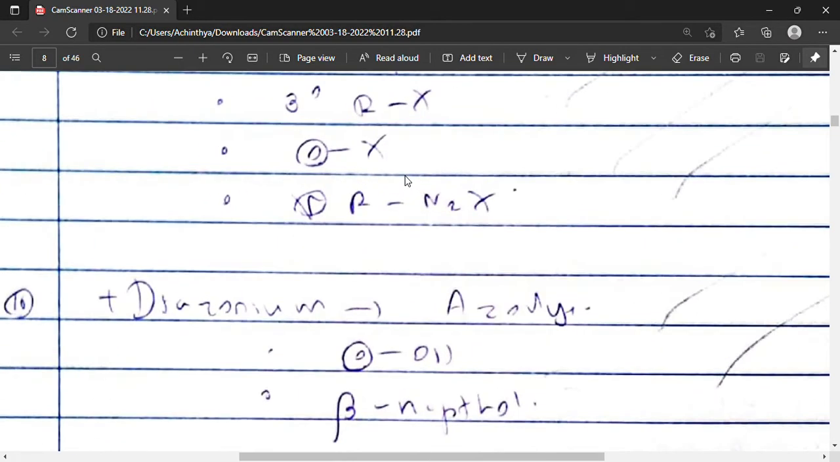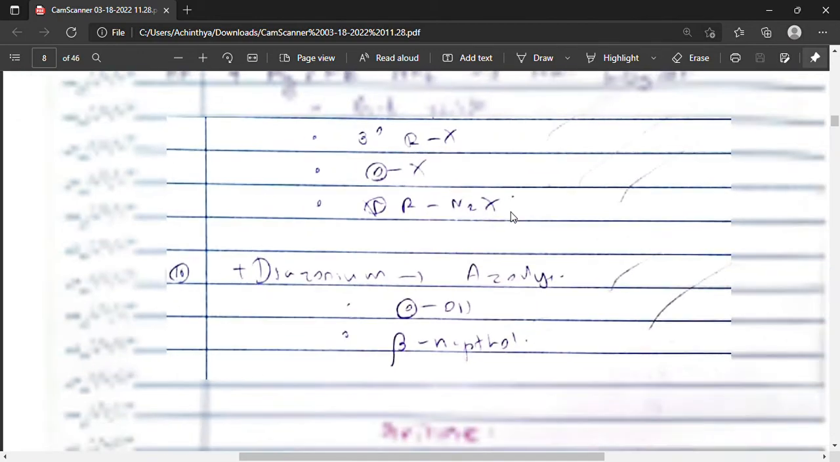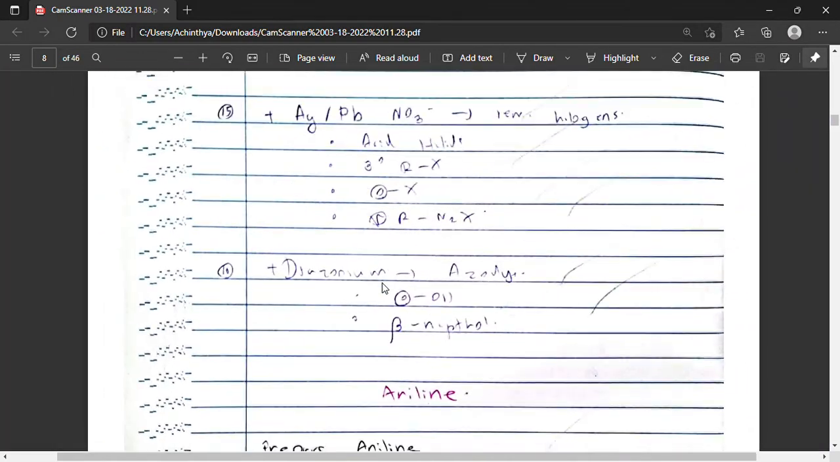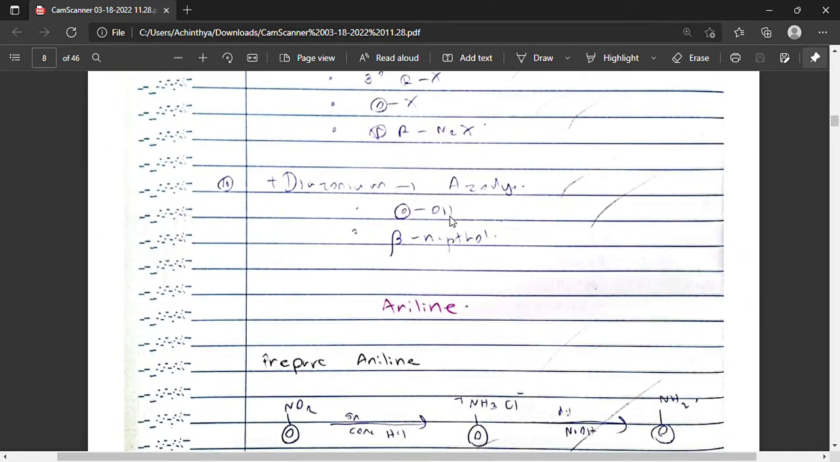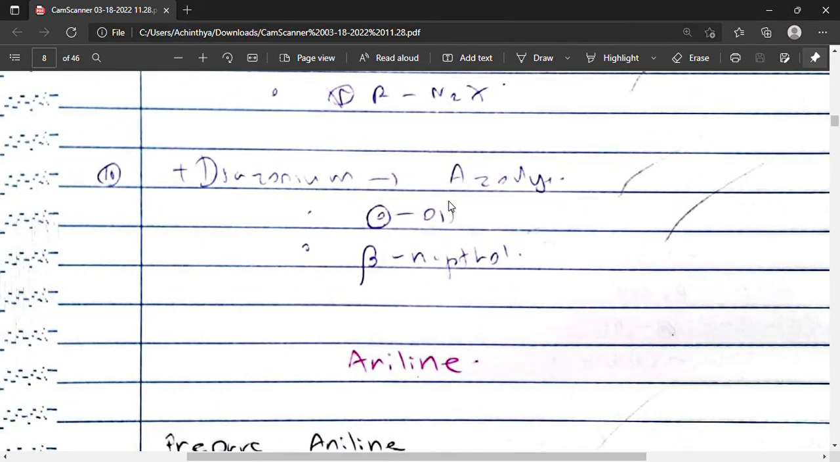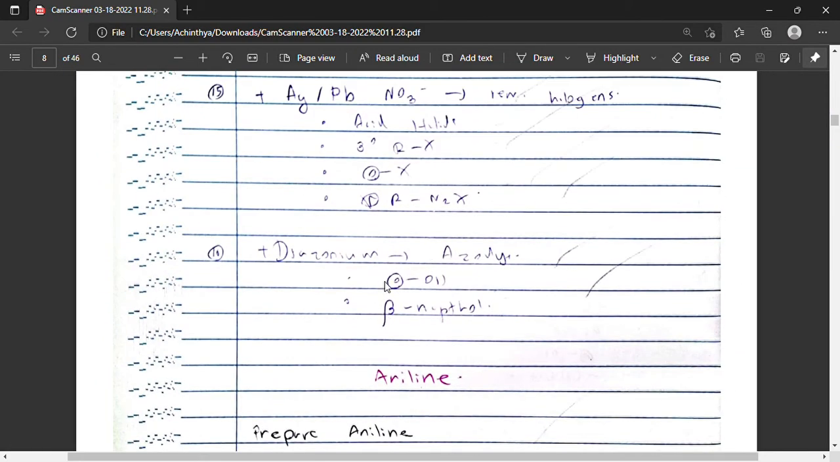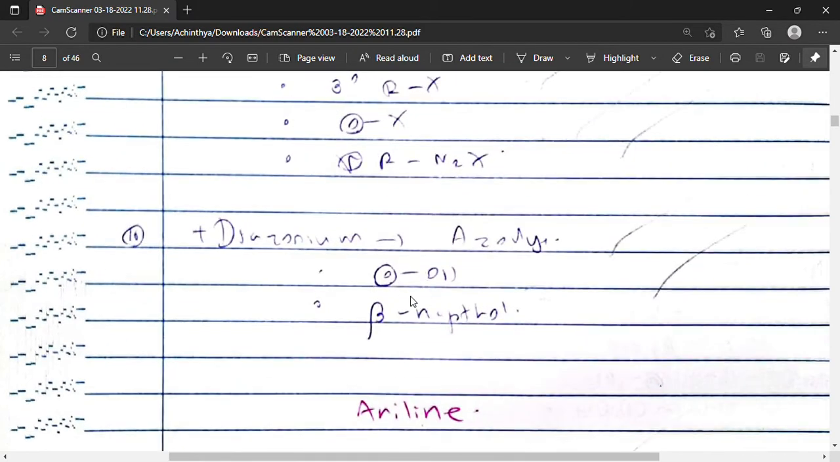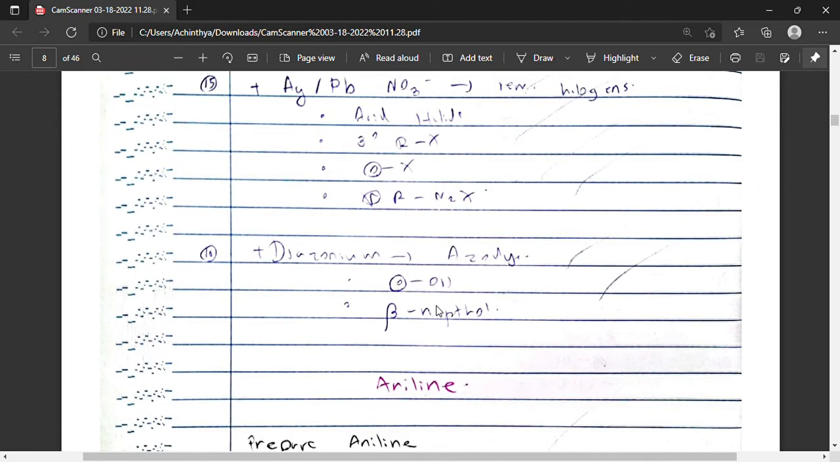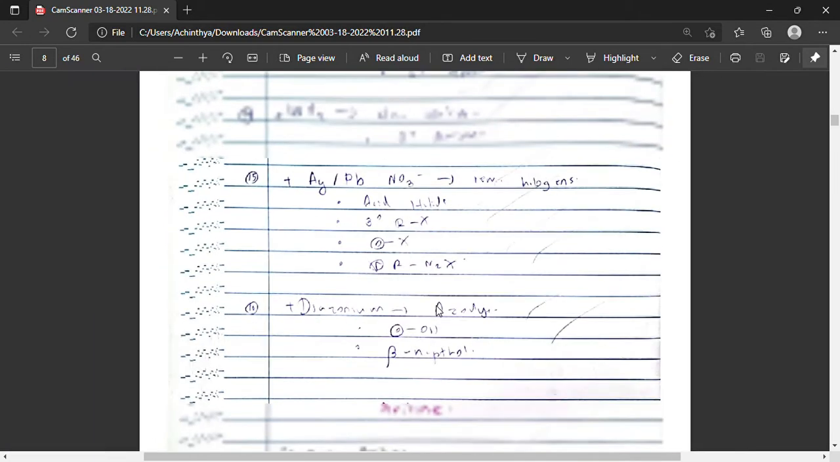Yeah, I'm sorry. This, my friend, is a diazonium salt. If we were to take a diazonium salt and add a certain compound, and it forms an azo dye, that compound is either a phenol or beta-naphthol. And that concludes the summary of the organic reagents.